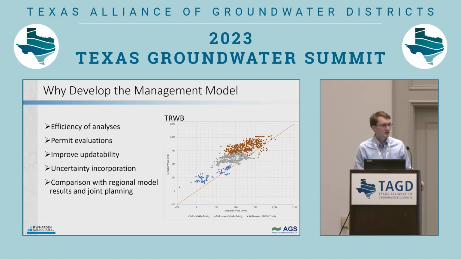And here's a figure on the right. This is the Trinity Woodbine simulated head values versus the observed head values. As you can see, we actually have Bell County in the gray data points. And as you can see, all the values are on the left-hand side of that one-to-one line, indicating that the model results were over-simulated. We'll see this same figure for the Clearwater model later. So I just wanted to give reference to that.